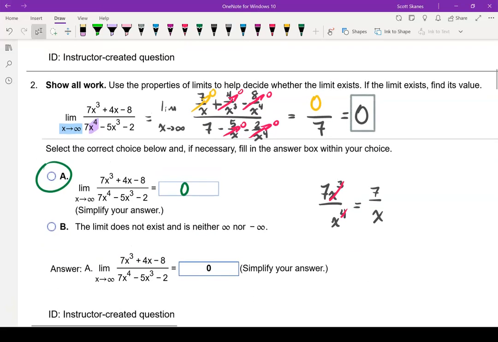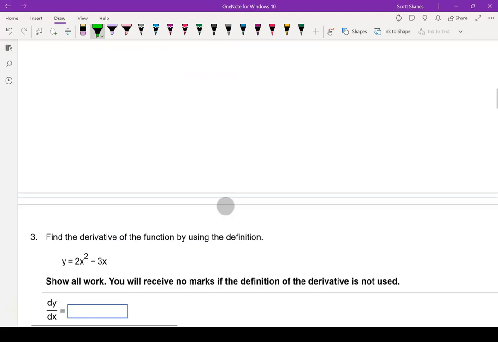And then number 2, you can see that the bottom power was bigger, and so anytime the bottom power is bigger and x goes to infinity, we're going to get a 0 out of that. If the top power was bigger, we would get infinity as our final answer.